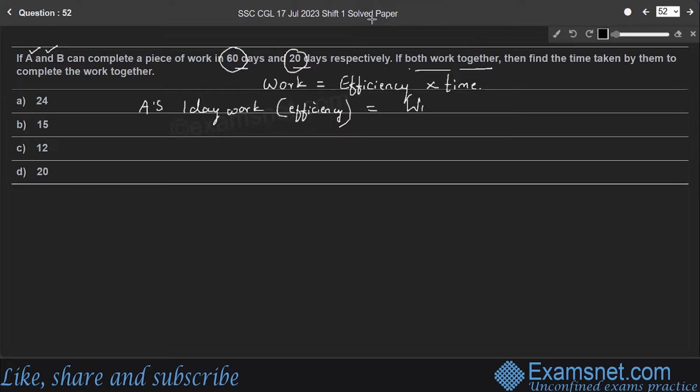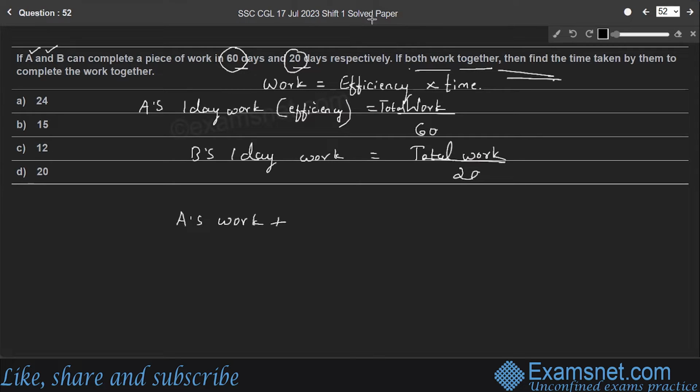If we consider total work as W, total work by 60 days gives A's efficiency, or A's one day work. Whereas B's one day work is the same amount of work divided by 20. If both A and B work together, we'll take A's work plus B's work.